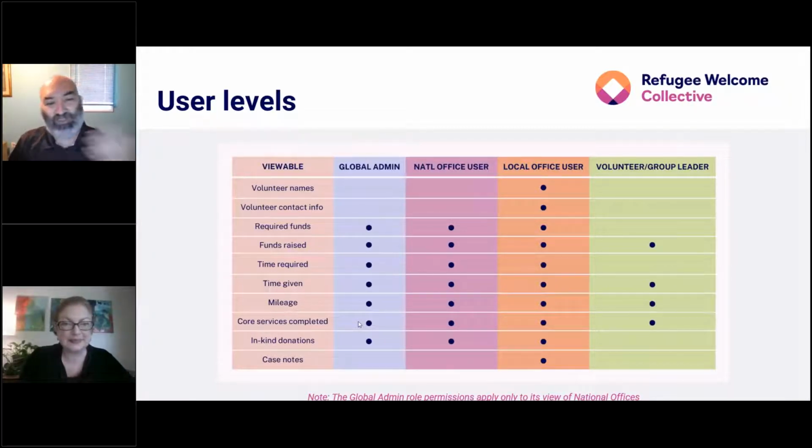But you certainly can share that with the national office. And like I said, the national office can see some of the big aggregated data. They can't see the specific information, but they can see some aggregated information. And then as well as the global admin, which is essentially us as Refugee Welcome Collective, where we see, again, not the specific details, but we see the aggregated data from all of the national offices. Go ahead to the next slide, please.